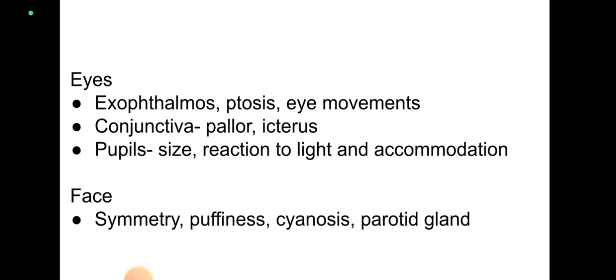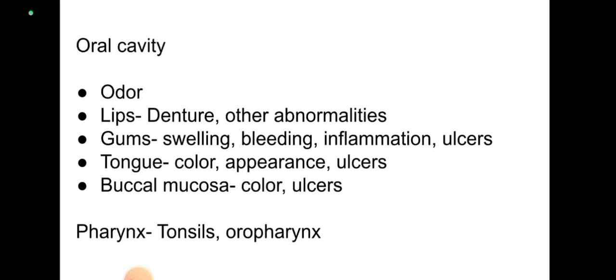So we start with eye and note down exophthalmos, ptosis, eye movement. Conjunctiva is looked at for pallor and icterus. Pupil size, reaction to light and accommodation is noted. In face, we note symmetry, puffiness, cyanosis, and also check for parotid glands. We will study examination of parotid glands later.